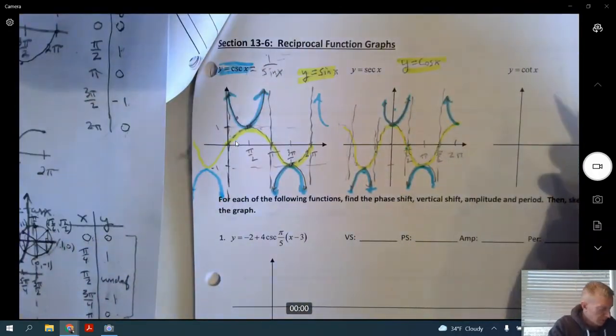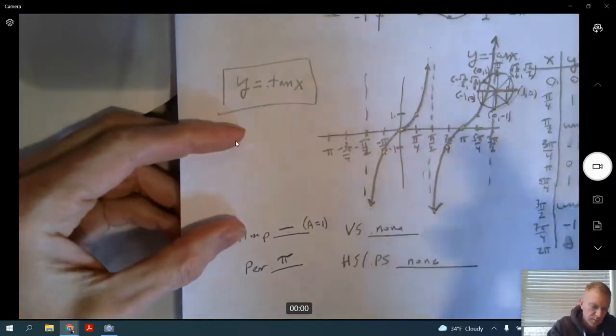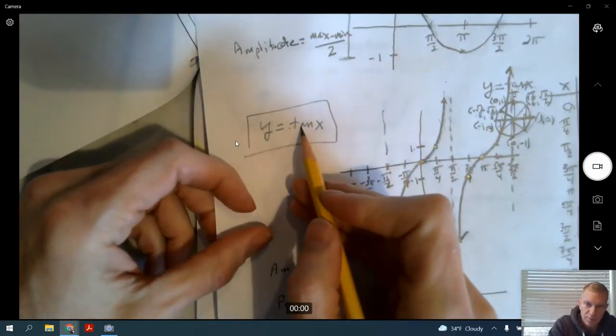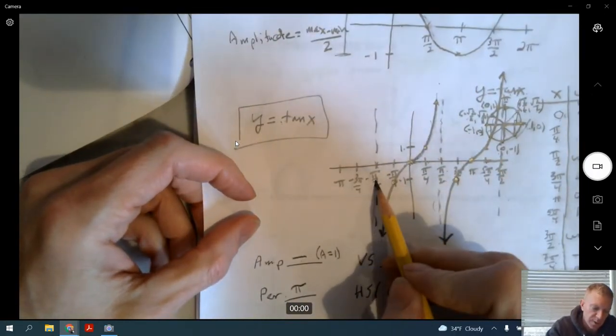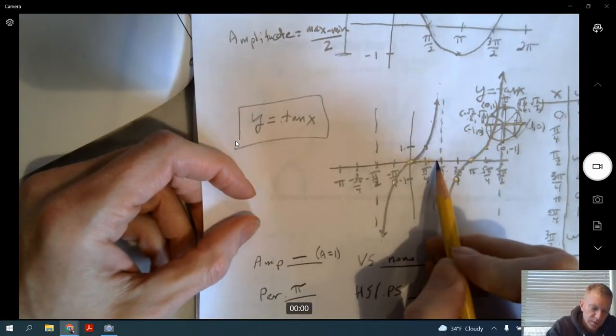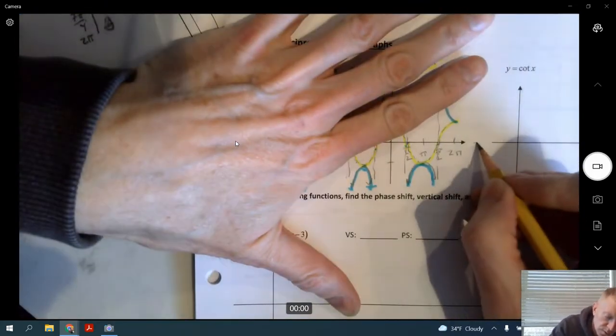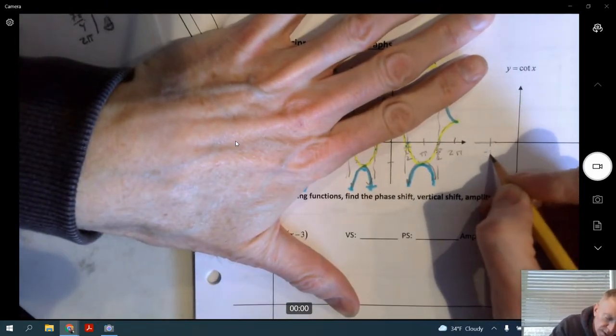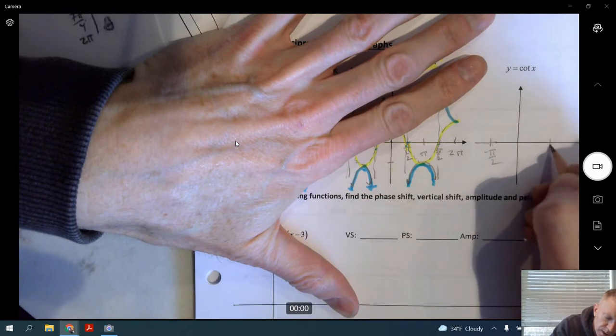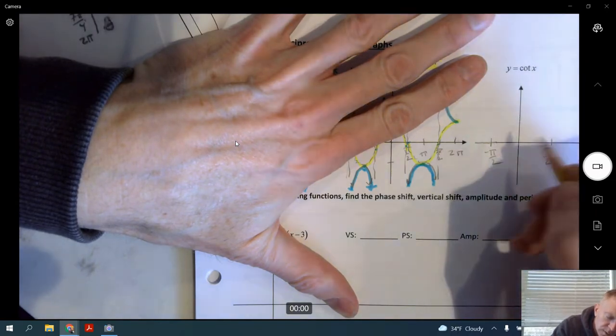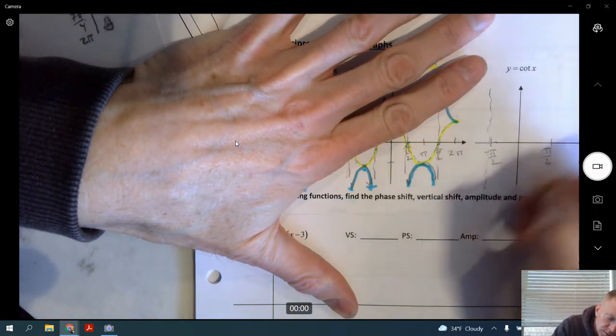Hopefully we're all experts on the tangent graph by now. Your normal parent function for the tangent graph goes from -pi/2 to pi/2 for your two asymptotes. So we'll go -pi/2 to pi/2, and there are your asymptotes.